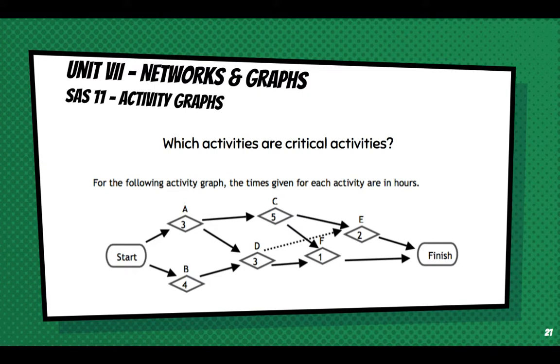For the following activity graph, the times given for each activity are in hours. In the last slide, we determined that ACE was a pathway that took the longest, making it the minimum time to complete all tasks. It also means that any activity on that pathway, activity A, C, or E, are considered critical activities, because critical activities are defined as activities that, when delayed, will affect the minimum time of completion. And if we delayed A by any amount of time, we would delay the minimum time of completion of 10 hours. Same thing with C or E. If we delay any of these, we would delay that 10-hour minimum.